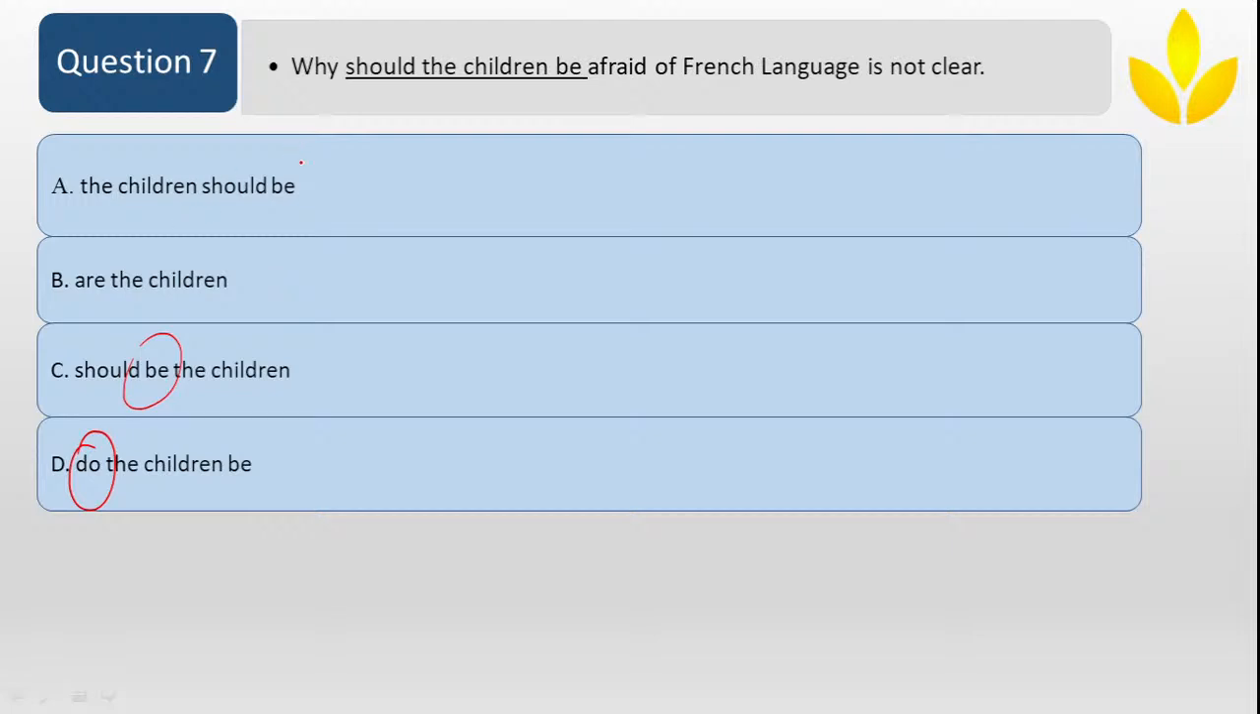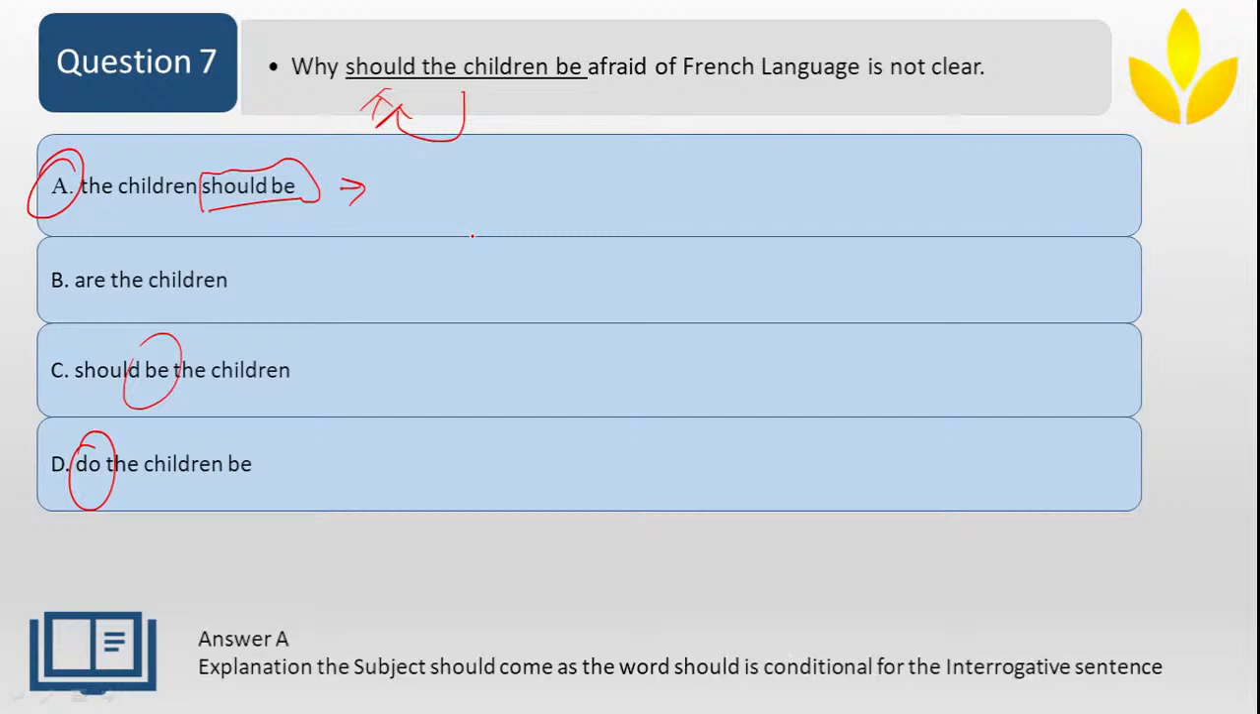Why the children should be afraid. So this question, option A is the correct answer because subject will always come forward when you are using conditional. Without conditional, why should I do it is wrong. Why I should do it is the correct way to ask it. When you say why should I do it, it is implicating, it is not a question. So based on this, we are moving the subject forward. Subject verb agreement. Why should the children be afraid of French language is not clear. That is the correct answer. Next question.